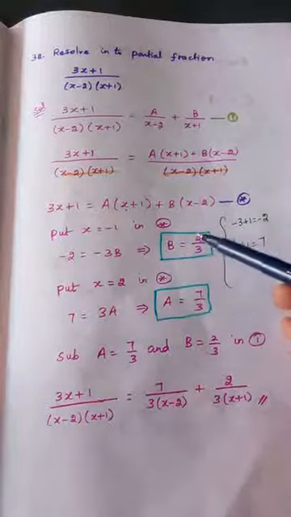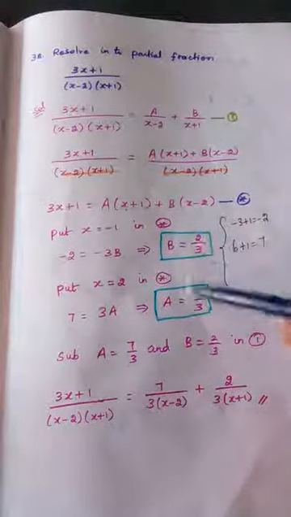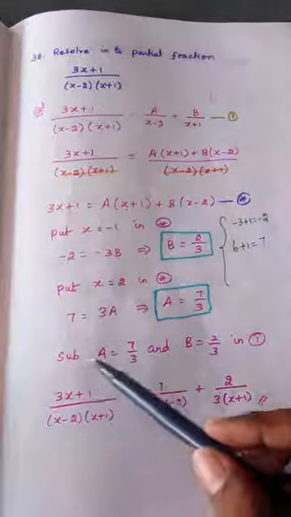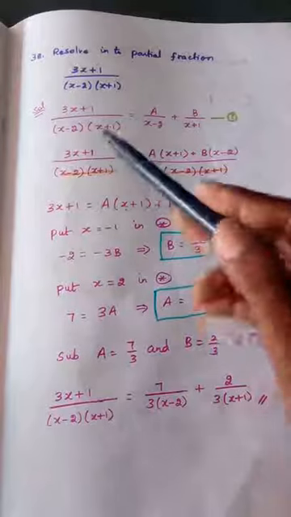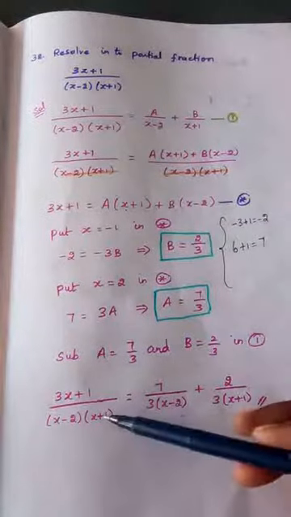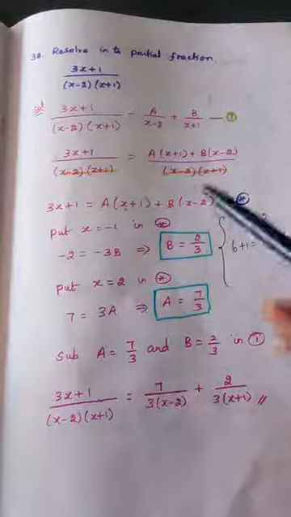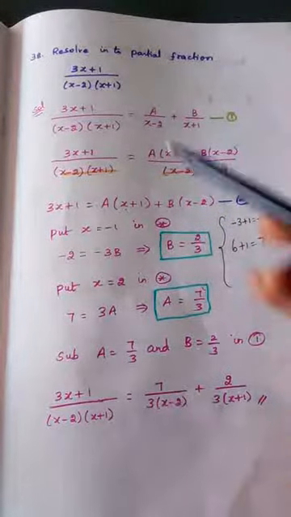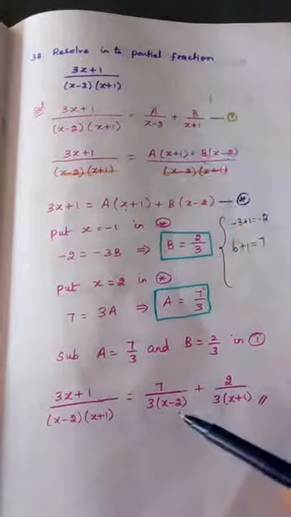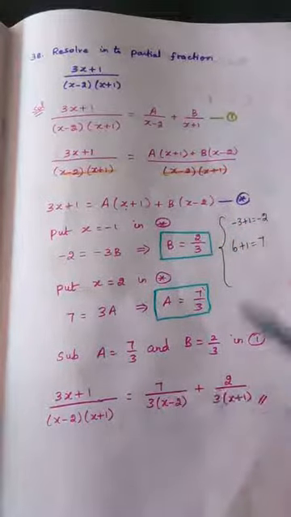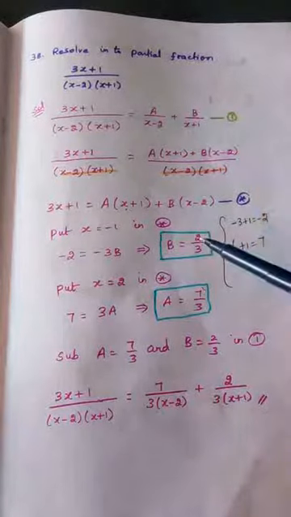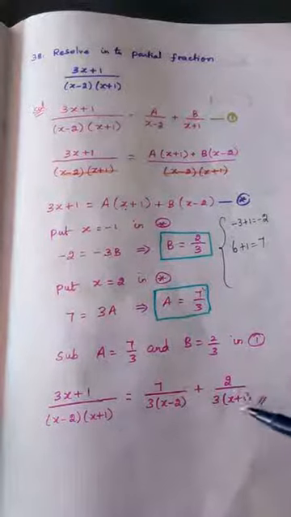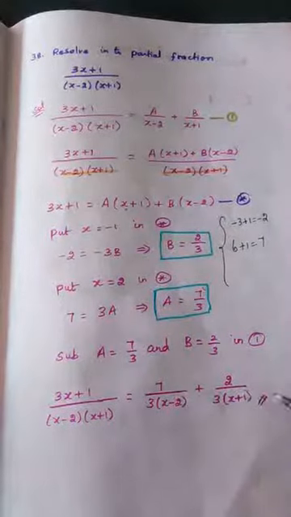Since I know a value and b value, I should substitute these two values in the first equation. So substituting these two in the first equation, we get, this is the question. Then the question is partially split as, in place of a, you write 7 by 3. So 7 by 3, already x minus 2 is present in the denominator. So write that, plus in place of b, the value is 2 by 3. So 2 by 3, already x plus 1 is present in the denominator. So this is the final answer.